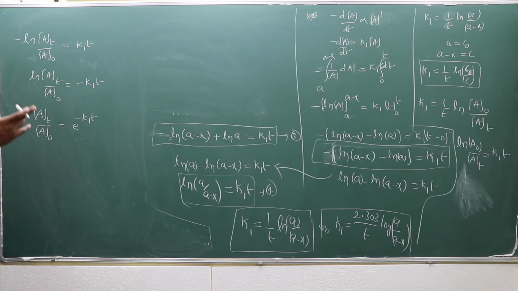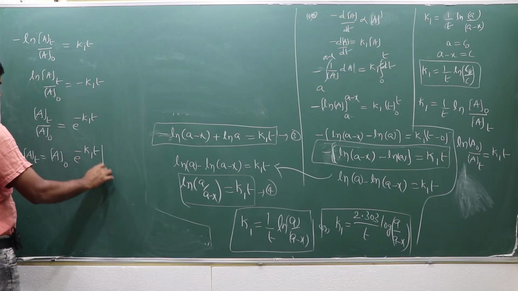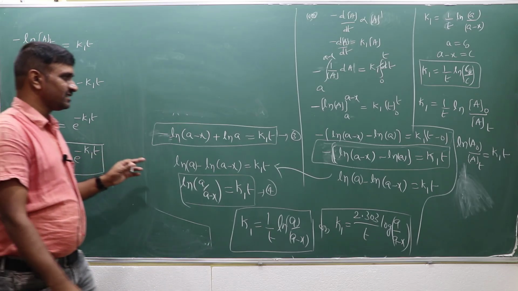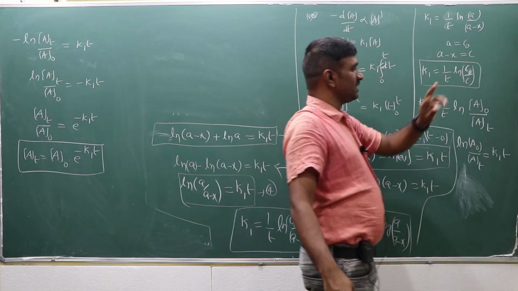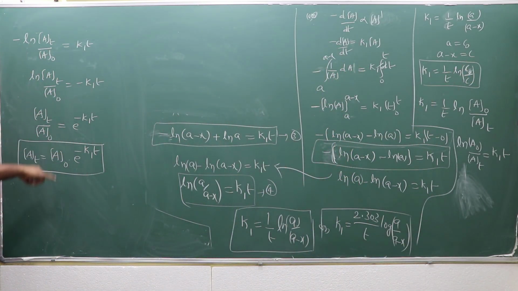If it is log base 10, ln is base e, and this goes to the exponential factor. Then the concentration of the reactant at time t, shifted to the right side, is A naught into e to the power of minus K1 into t. Or C is equal to C naught into e to the power of minus K1t, if C naught and C are used. C is equal to C naught into e to the power of minus K1t, you may also write.